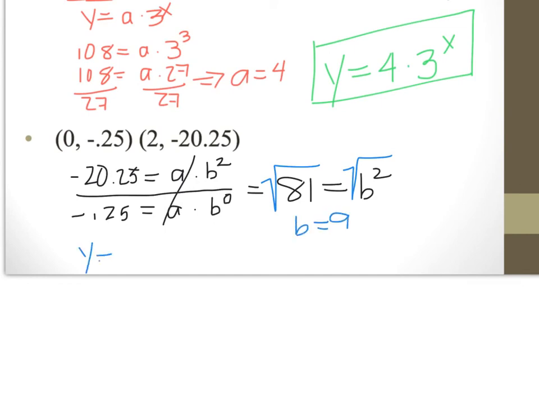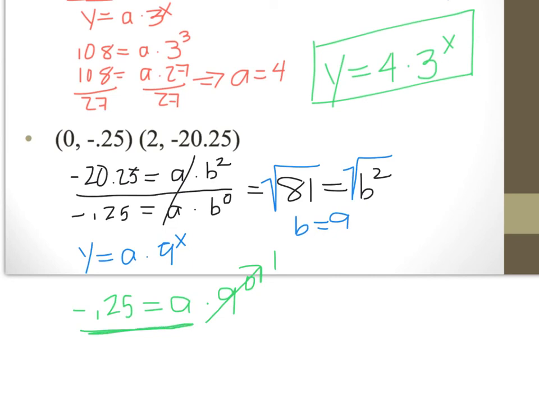So now I have y equals A times B, which is 9, to the power of x. So now I'm just going to pick one of those points and solve for my A value. And I'm going to pick the first one because 0 is a nice, easy number to work with. So if I plug in what I know, I have a negative 0.25 equals my A value, which is still unknown, times 9 raised to the power of, in this case, 0. Anything raised to the power of 0 I know is just going to give me 1. So I really have a negative 0.25 equals A.